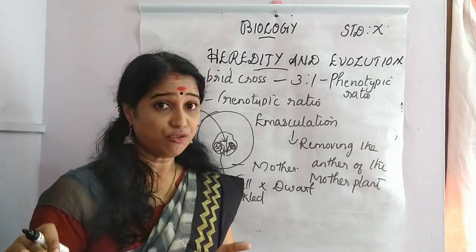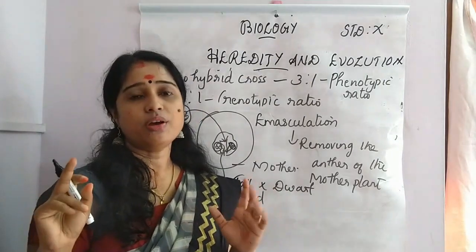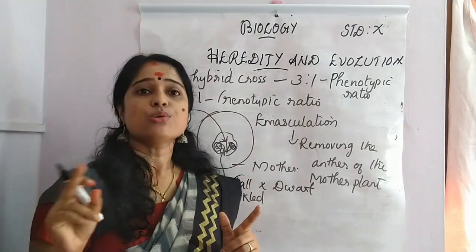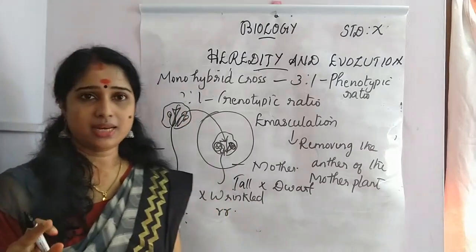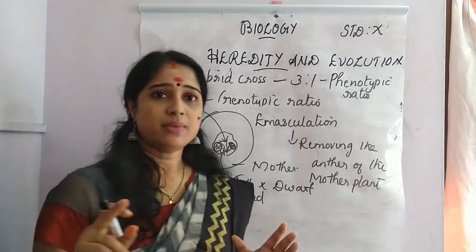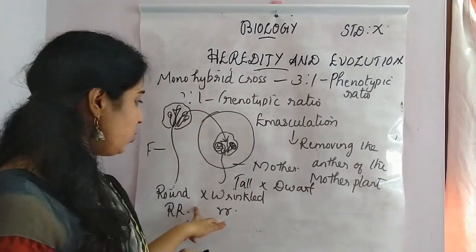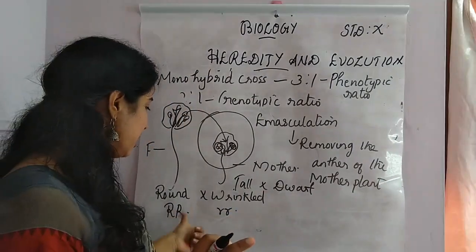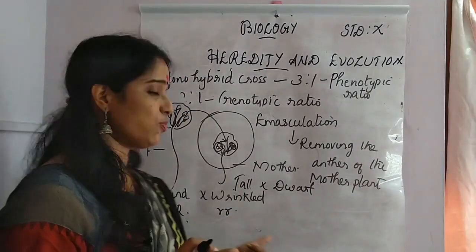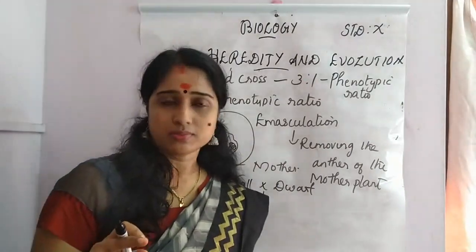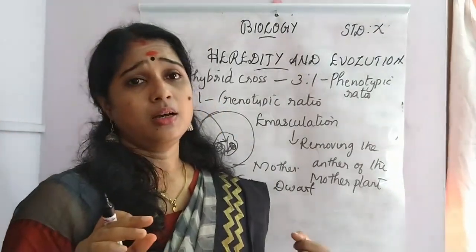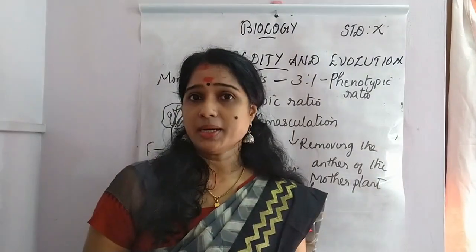One week is there for you. We are having the class only every Friday, so you should send me the answer by next Wednesday. So round and wrinkle, the clue is there. Round is denoted as capital R and wrinkled as small r. With this, I am going to wind up today's class.